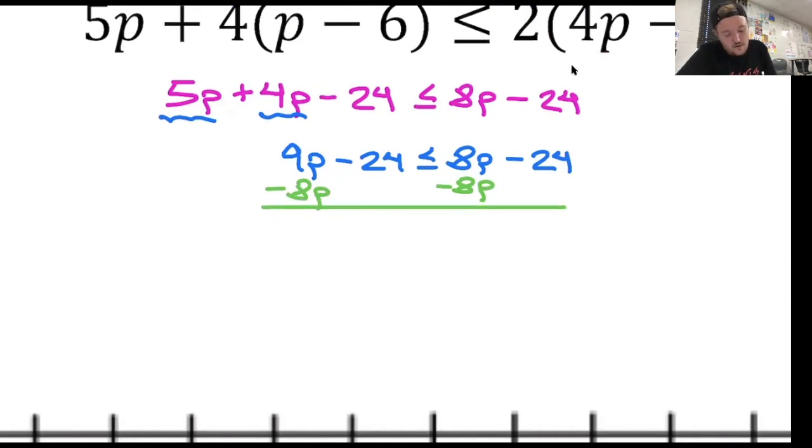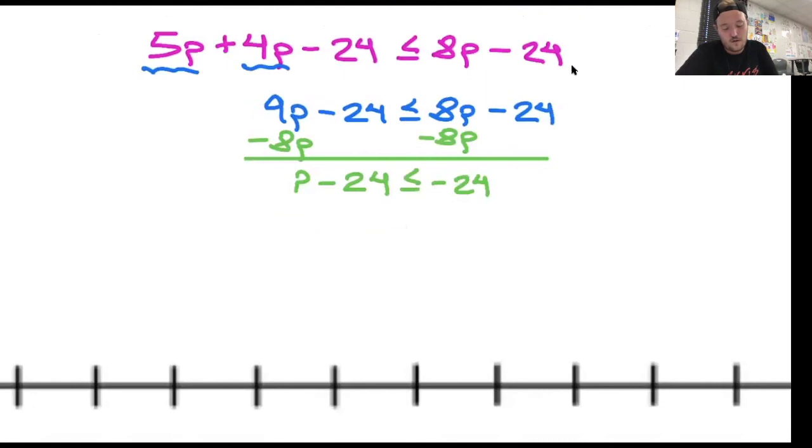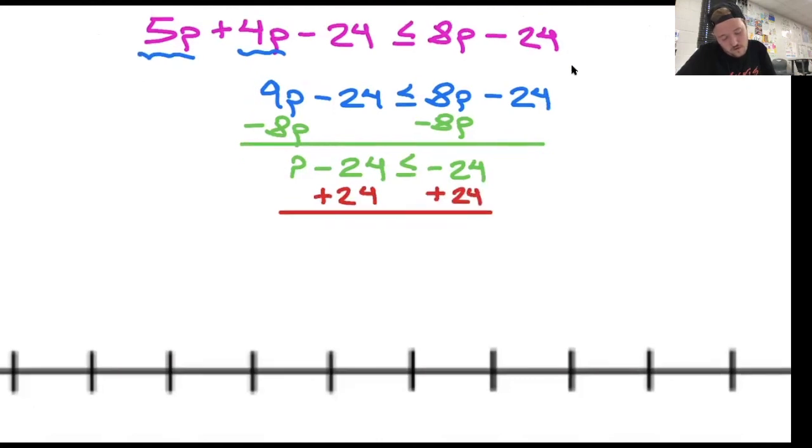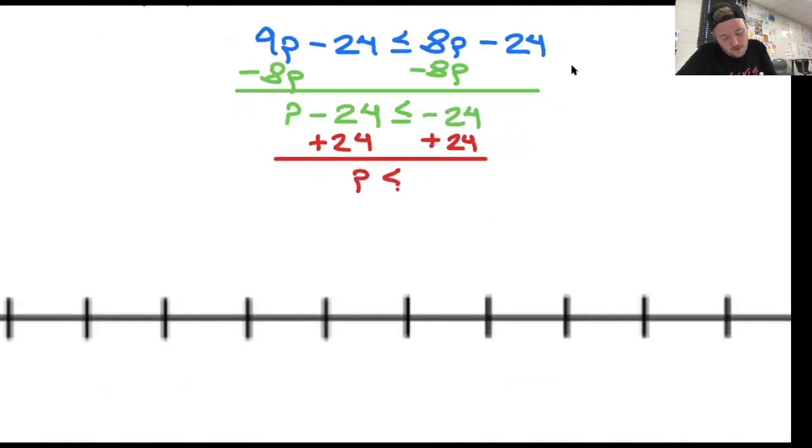There we go. So I'm going to have p minus 24 less than or equal to -24. Now I need to get p by itself, so I'm going to add 24. So I have p less than or equal to, so these 24s here, they zero pair, so they zero out. And then also here, they zero pair and zero out. So I have p less than or equal to 0.